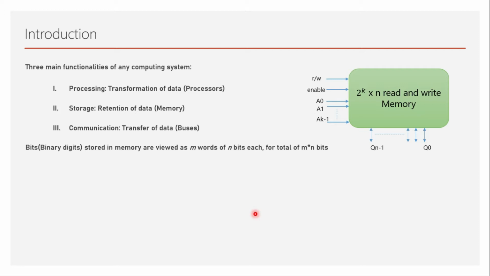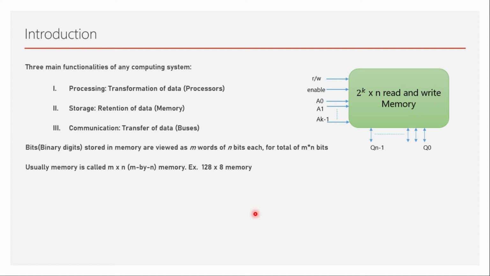The data will be stored in memory as bits, which is the short form of binary digits. These are viewed as m words of n bits each. I want you to remember this carefully. M refers to words and n refers to bits, for a total of m by n bits. Don't call it m cross n or m star n. It is m by n bits. For example, we can call it a 128 by 8 memory, where each word will contain 8 bits.